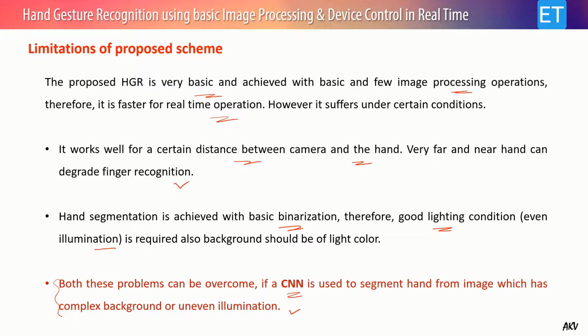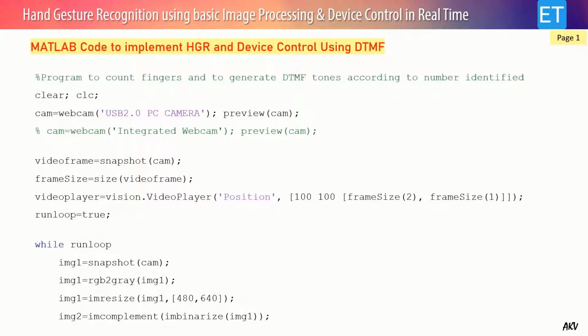I'm in the MATLAB program. So here is the MATLAB program to implement this simple HDR process and the corresponding device control using the DTMF. So let me explain this MATLAB program. First, clearing the workspace and command area, and then declaring a webcam object cam. Here I'm using an external USB PC camera. I'm using this command, and then preview cam. A window will open where you can see what the camera is currently capturing.